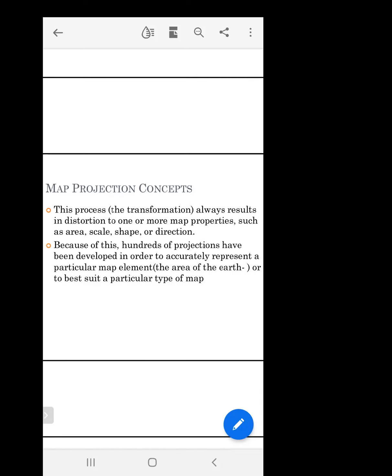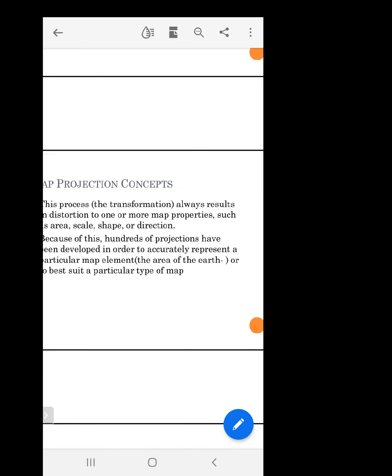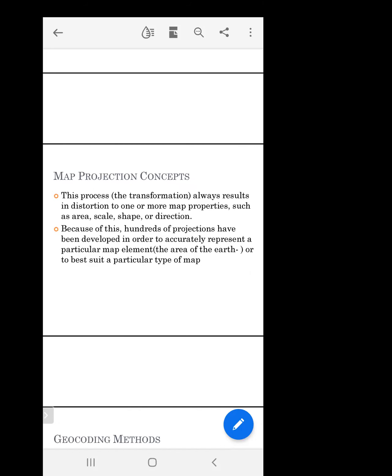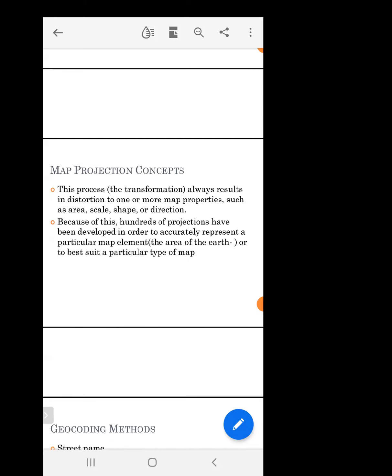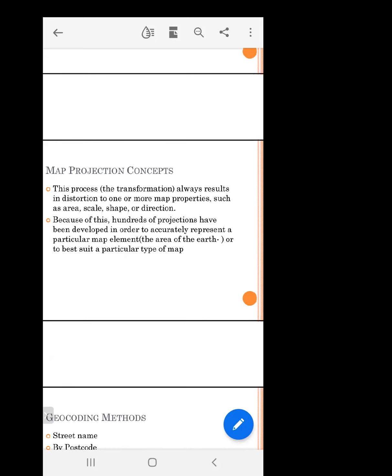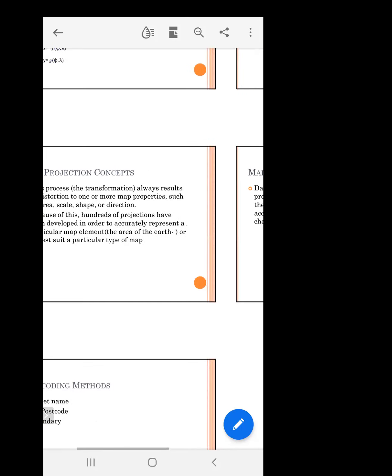The whole idea is to accurately represent a particular map element, an area of the Earth. Should we preserve the area or the direction? We have equal area maps, equivalent maps, and different types of maps, depending on what you want to use. I'm not going deeper into all that, but I want you to appreciate that we need to preserve some part of it.